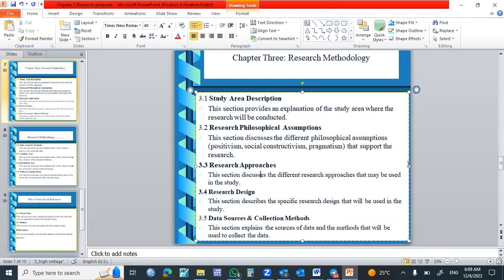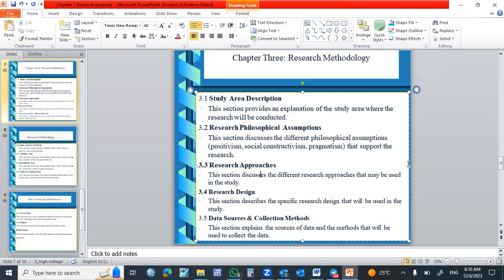There may be philosophical assumptions such as positivism, which tells us knowledge is objective and is supported when we conduct quantitative research. We also have social constructivism, which tells us knowledge is subjective and is recommended when we conduct qualitative research. And the third one is pragmatism. Pragmatism is a mix of positivism and social constructivism. When we conduct mixed research, our assumption will be pragmatism, the research philosophy, or worldview of research.